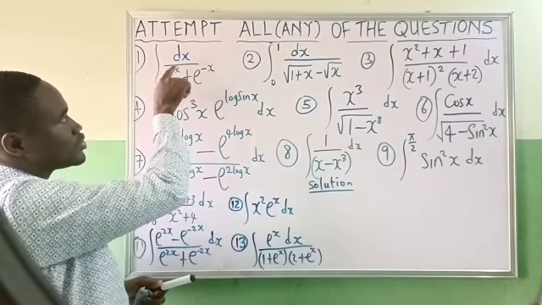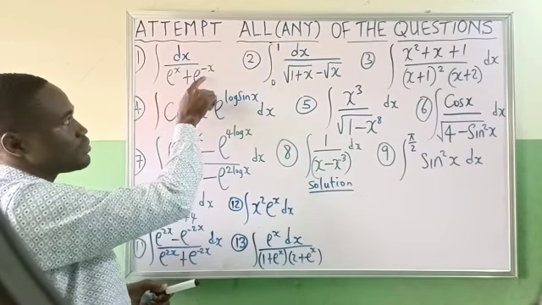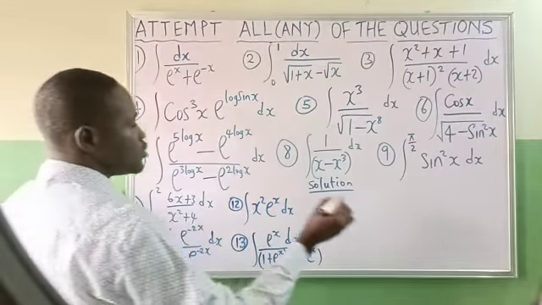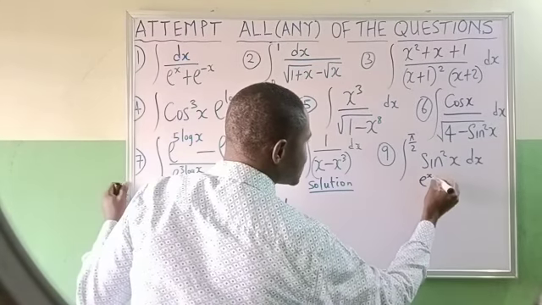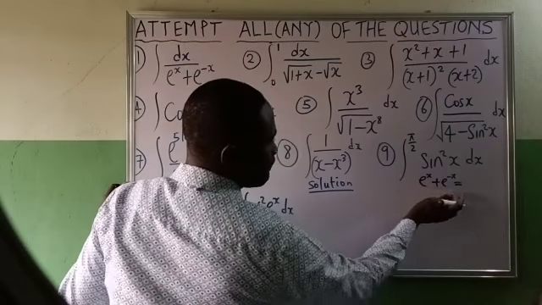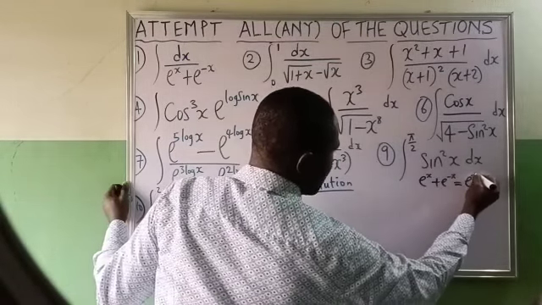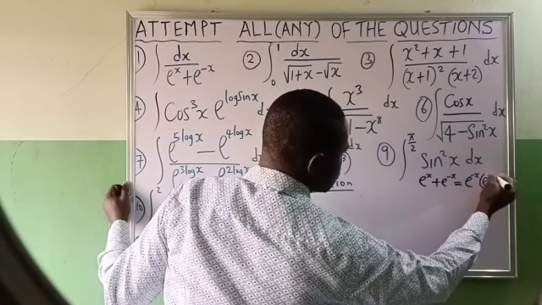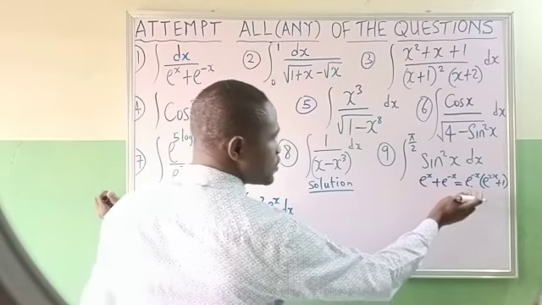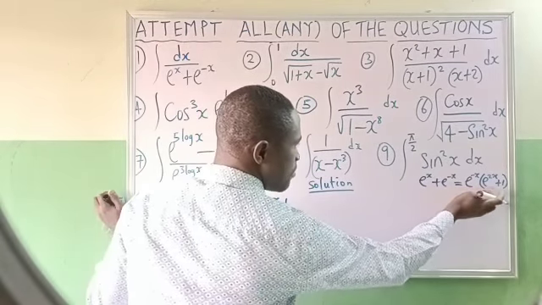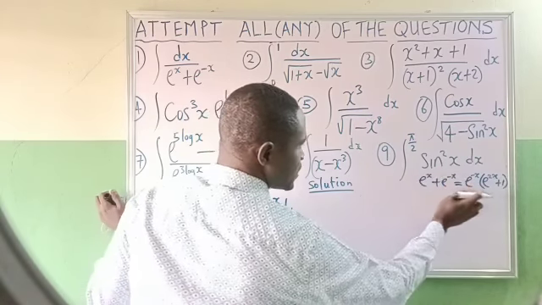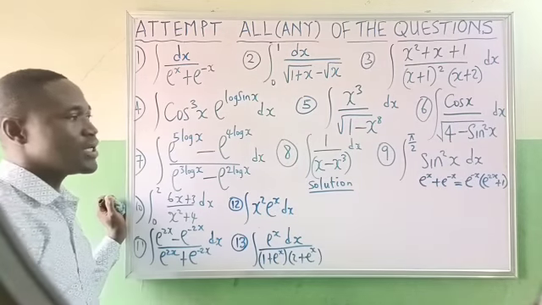Integrate dx all over e^x plus e^(-x). To integrate this, please note that e^x plus e^(-x) is the same thing as factorizing e^(-x) times the bracket e^(2x) plus 1. Please note they are the same, because when you multiply, taking the common base e, minus x plus 2x will give you x. This times this will now give you e^(-x).